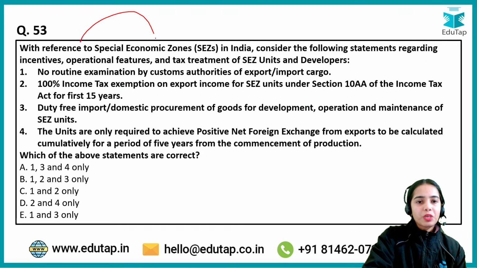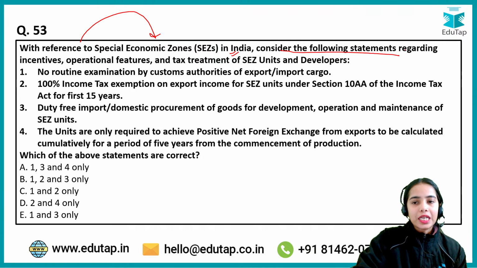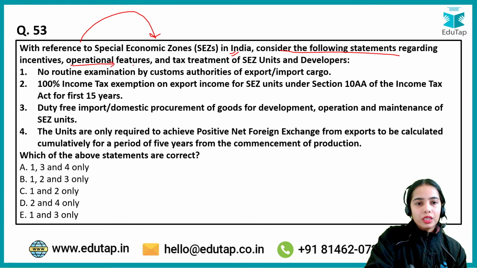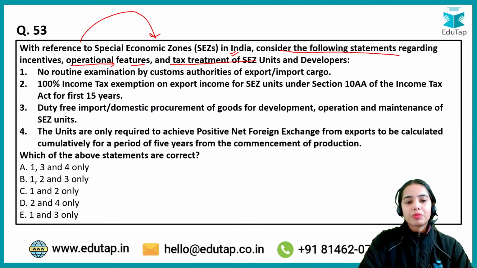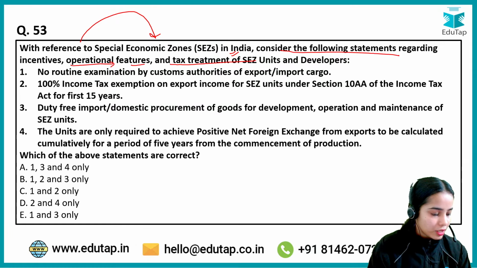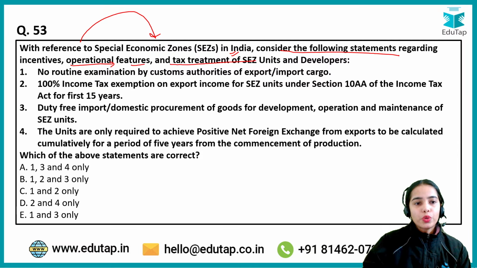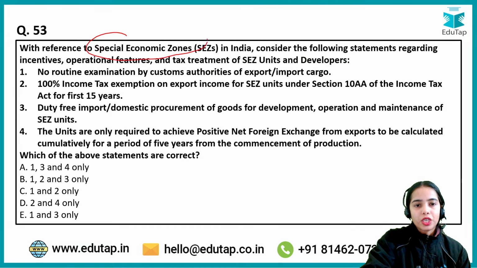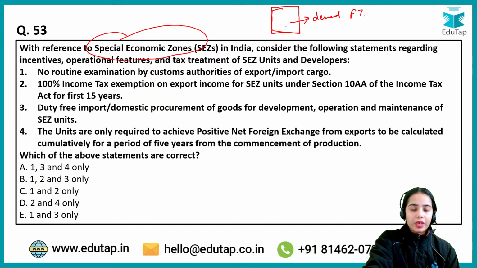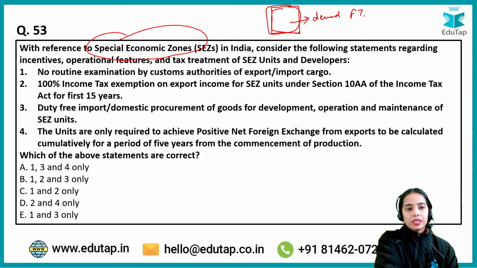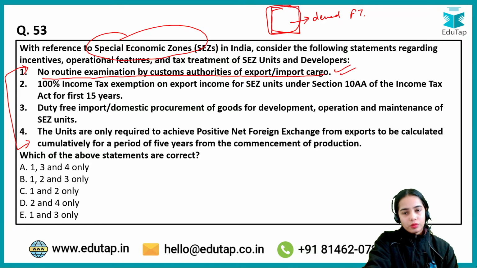Now, with reference to special economic zones in India, which of the following statements regarding incentives, operational features and tax treatment of special economic zone units and developers are correct? That you have to tell. Which of the following statements are correct? So in consideration of the special economic zones, they are specially demarcated territory that is deemed as foreign territory. So which of the following statements are correct in regards to the special economic zone? No routine examination by customs authorities of export or import cargo, correct.